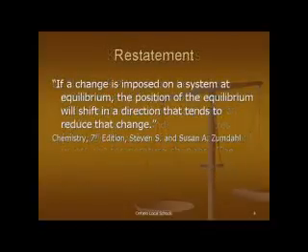Continuing with our restatement: if a change is imposed on a system at equilibrium, the position of the equilibrium will shift in a direction that tends to reduce that change. This is a quote from Chemistry 7th edition by Stephen S. and Susan A. Zumdahl. I want to give full credit to them on this. But when we're talking about Le Chatelier's principle, the language needs to be very precise.